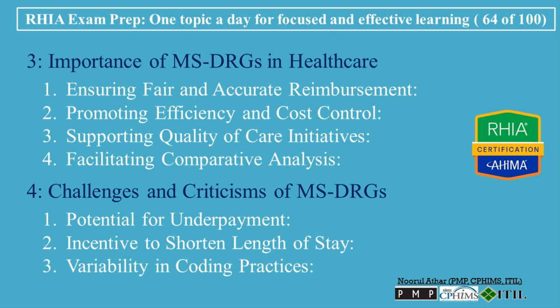3. Variability in coding practices. The accuracy of MS-DRG assignments depends on the quality of clinical documentation and coding. Variations in coding practices between hospitals can lead to discrepancies in MS-DRG assignments and reimbursement amounts. Ensuring consistent and accurate coding is essential for the system to work effectively.